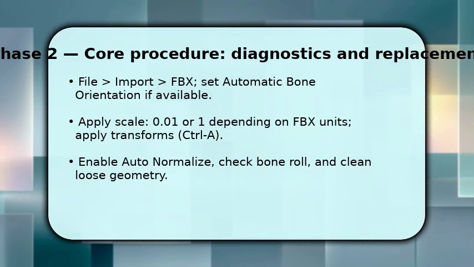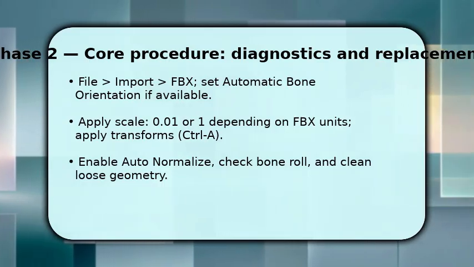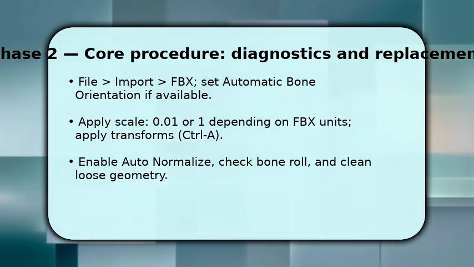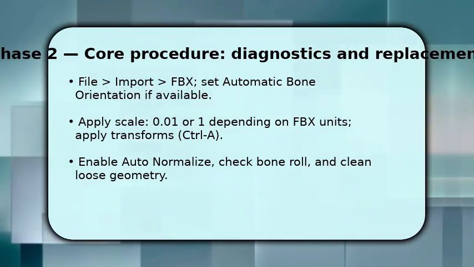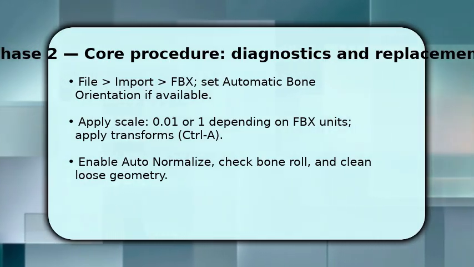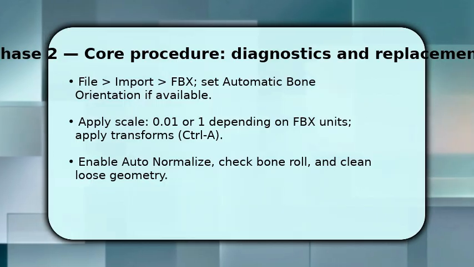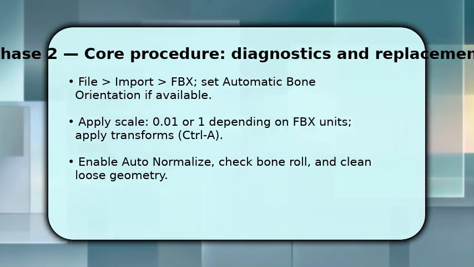You import the FBX into Blender and immediately address orientation and scale to prevent twisted rigs. Use import options for automatic bone orientation when present. Otherwise, rotate the armature 90 degrees on the X or Z axis and apply transforms with Ctrl-A.